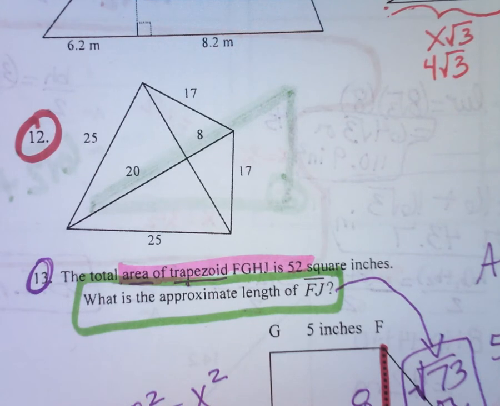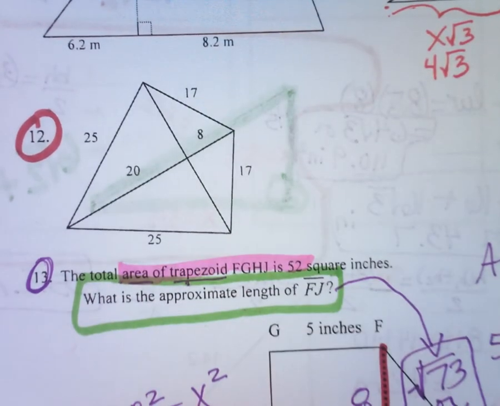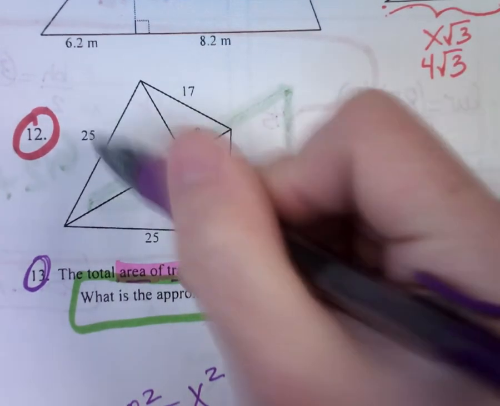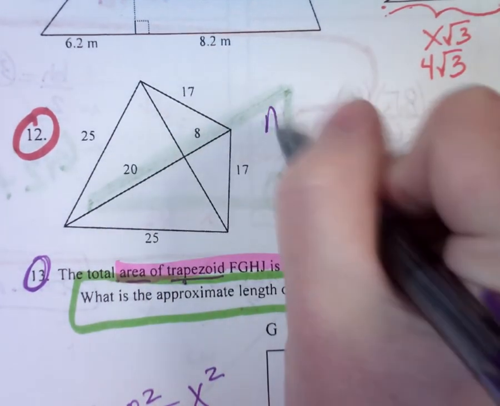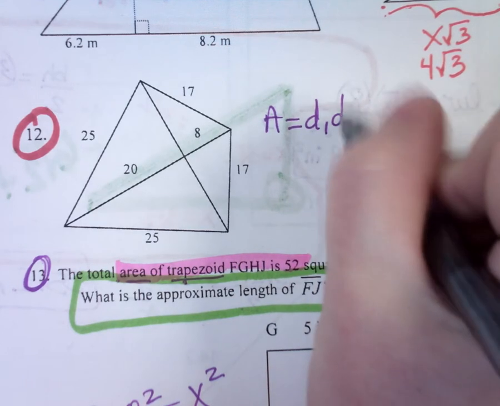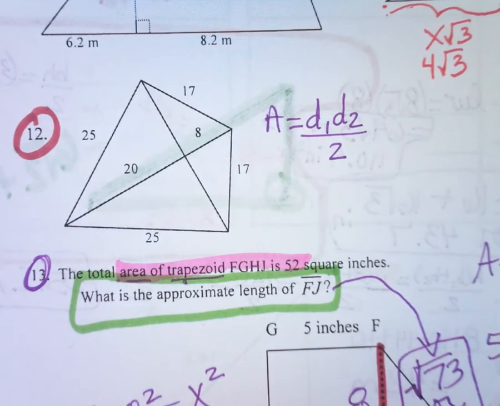Aw, Faith. All right, number 12. Can you tell what shape it is? Kite. It's a kite. These two sides are congruent. These two sides are congruent, so this is a kite. And it's diagonal 1 times diagonal 2 over 2.